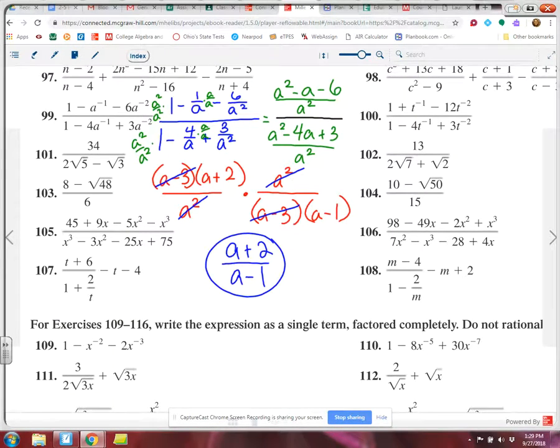Please do not try and reduce those a's. Those are in binomials. They are not factors. Questions?